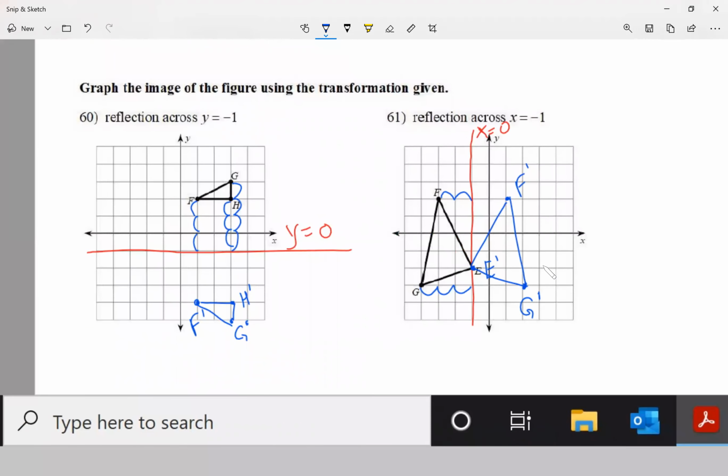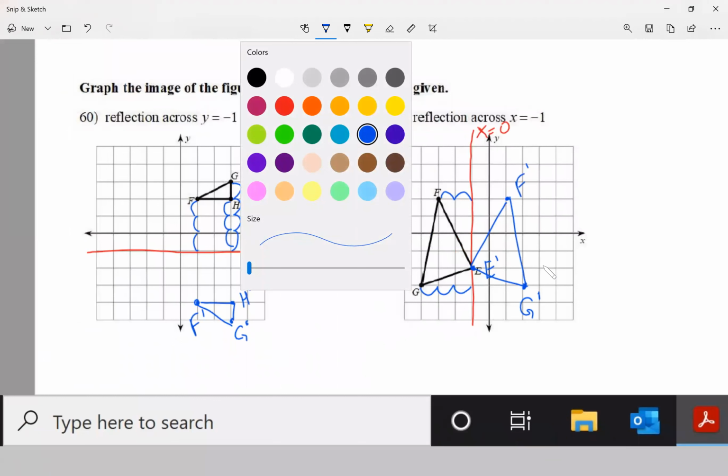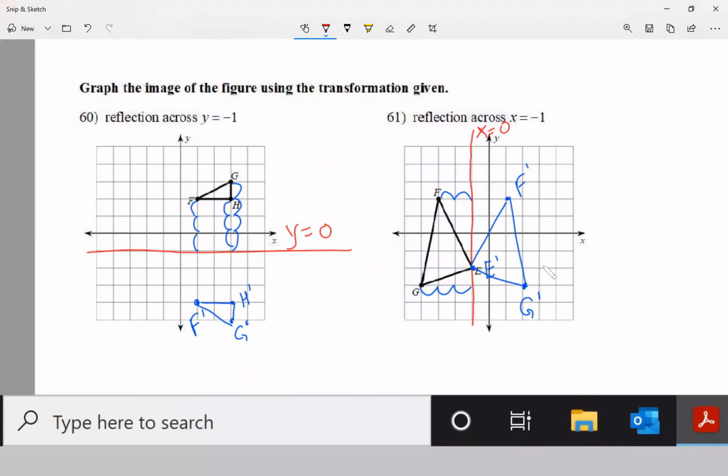When I have y equals a number, my line is horizontal. You see the line y equals -1, right? Remember the x-axis is y equals 0. So the line that I did there is the line y equals -1. So when it's y equals a number, the line is horizontal. When the line is x equals a number, in this case, x equals -1, my line is vertical. That means my line goes up and down.